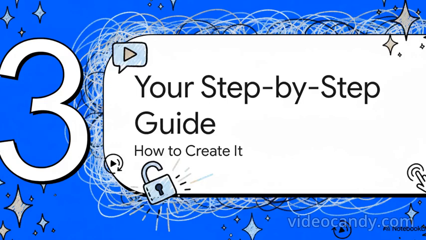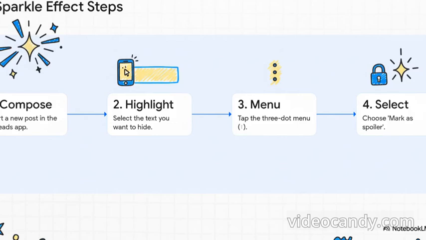All right, let's get to the good stuff. I'm gonna walk you through the exact steps to create this sparkle effect on your very next post. And trust me, it is incredibly easy. Okay, first things first, just start a new post, like you always do. Type out whatever you want to say, then, and this is the key part, highlight the word or sentence you want to hide. A little three-dot menu will pop right up. Just tap that. From the menu that shows up, you'll see an option that says Mark as Spoiler. Choose it. And that's it.